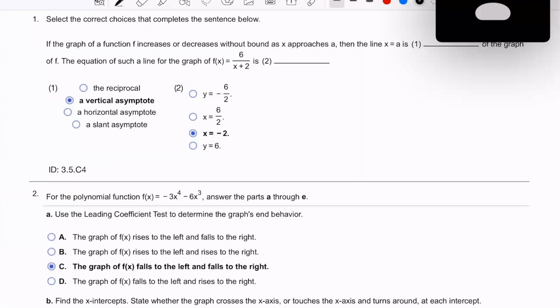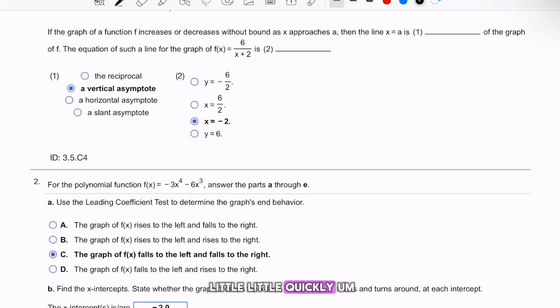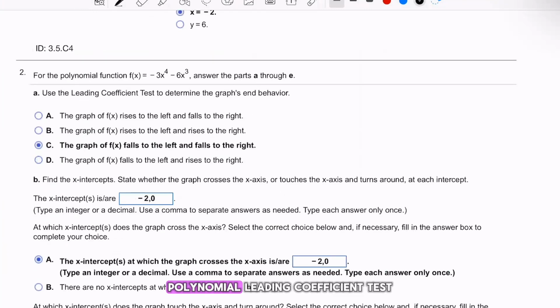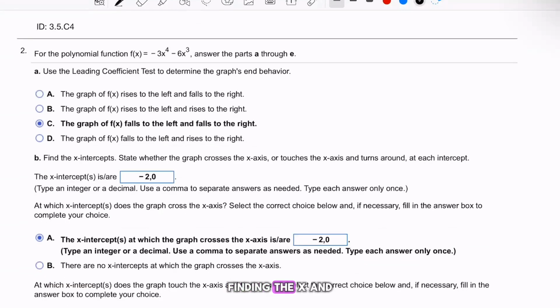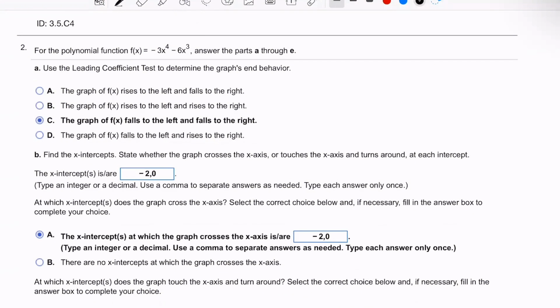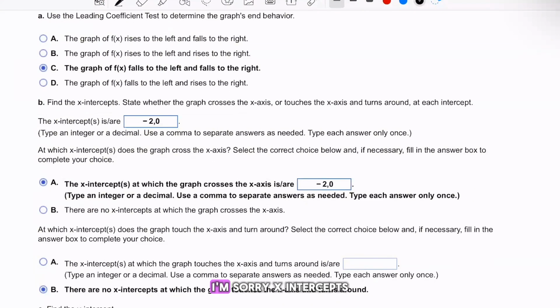All right. Question 1 is going to ask you about the vertical asymptote, and I'm probably going to go through this a little quickly. Polynomial leading coefficient test, right? So it depends on the degree. Finding the X and Y intercepts. I'm sorry, X intercepts.